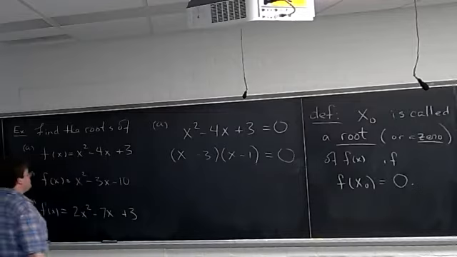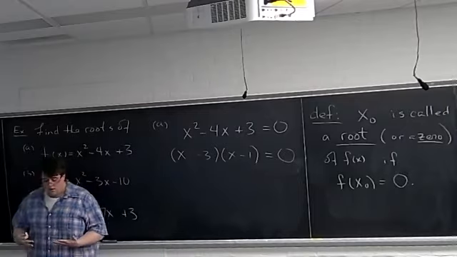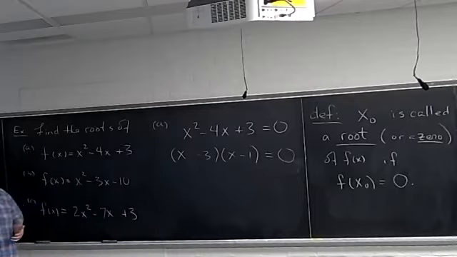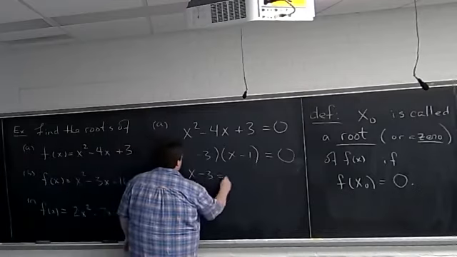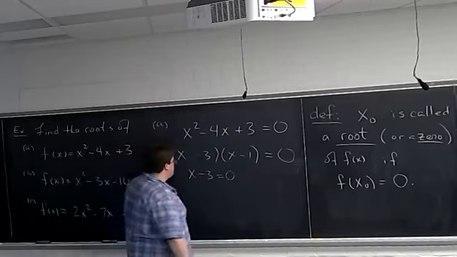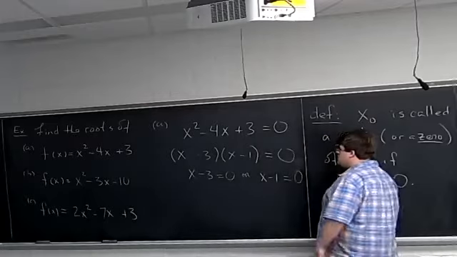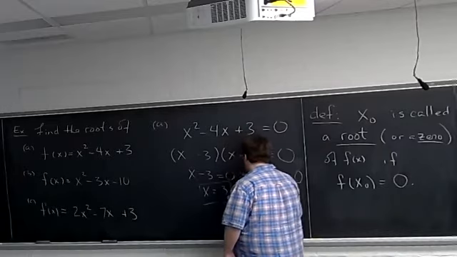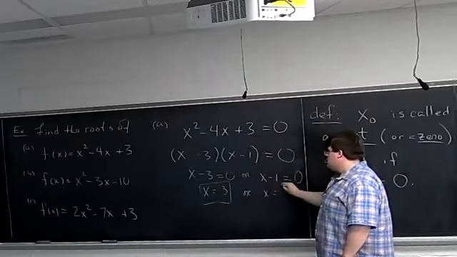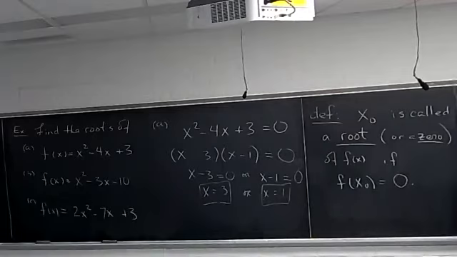And now to solve this, well, if you have two things multiplied together equaling 0, the only way that can happen is if one or the other or both are 0. So we have either the first thing equals 0 or the second thing equals 0. Add 3, gives you x equals 3. Here, add 1. So you get 3 or 1. Solve that equation. Any questions about part A?